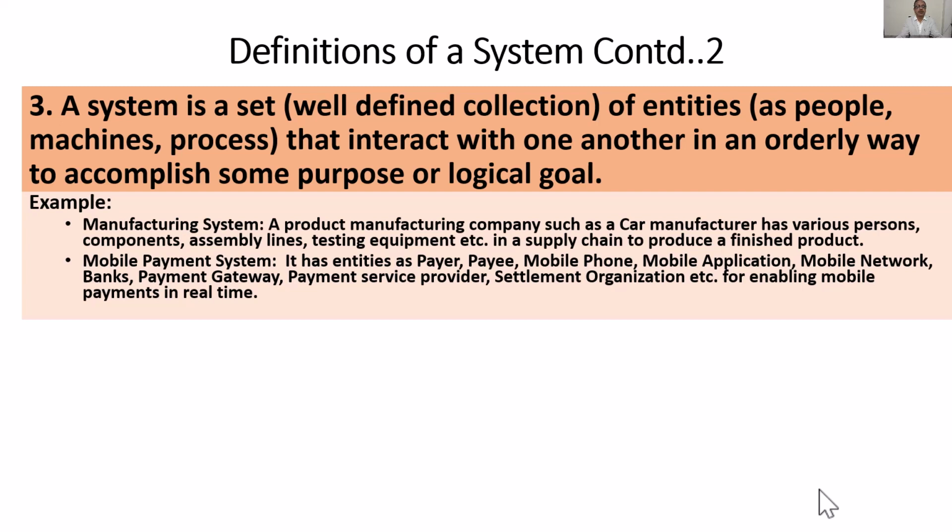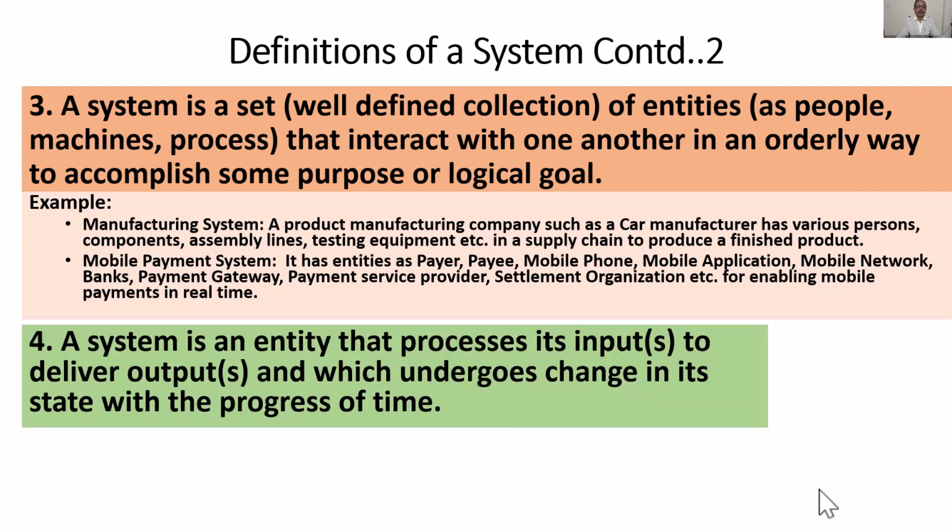Mobile payment system has various entities such as the person who is initiating the transaction as payer, one who receives the pay or beneficiary, mobile phone, mobile application, mobile network, banks, payment gateway, payment service provider, settlement organizations, etc., for enabling the mobile payments in real time.